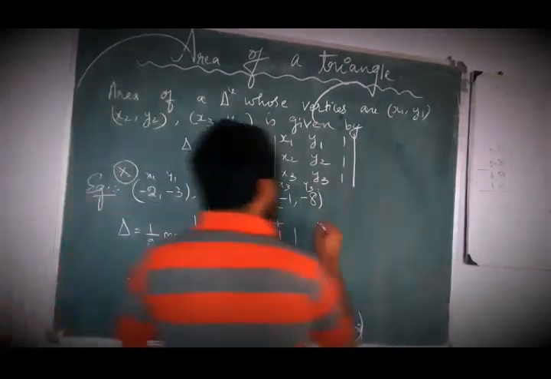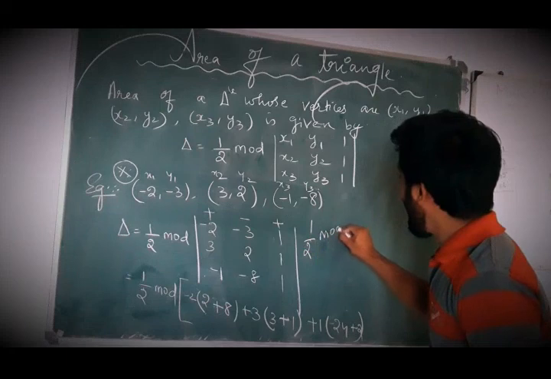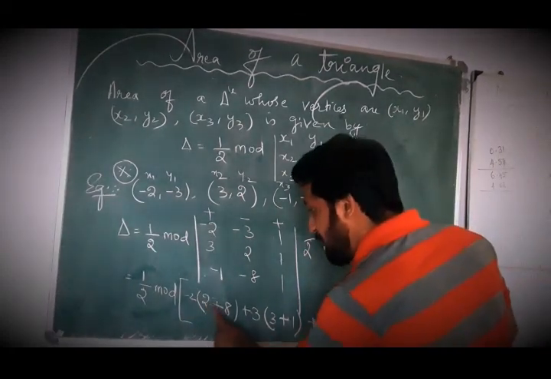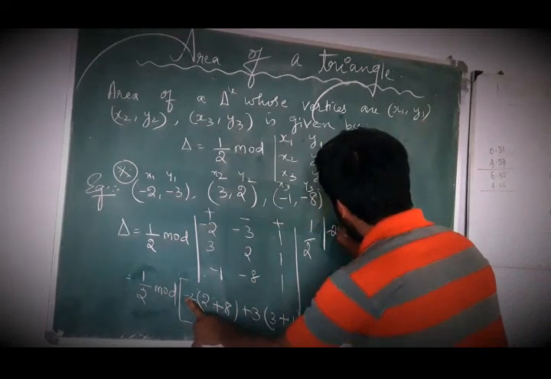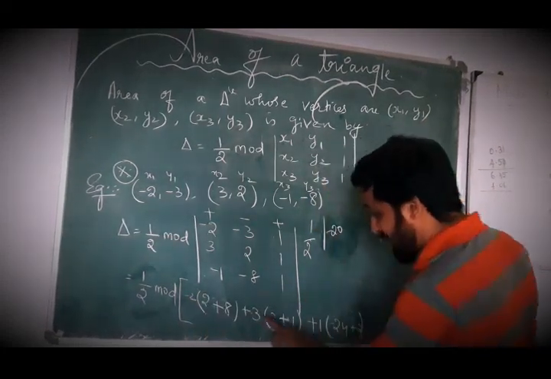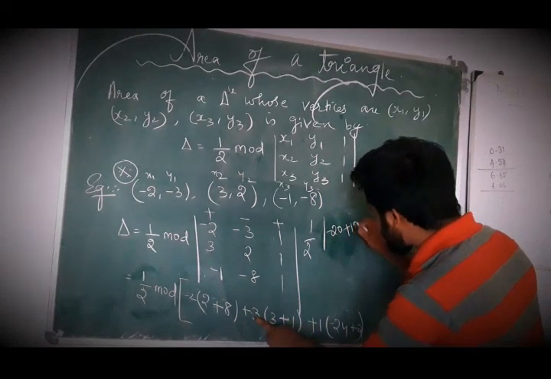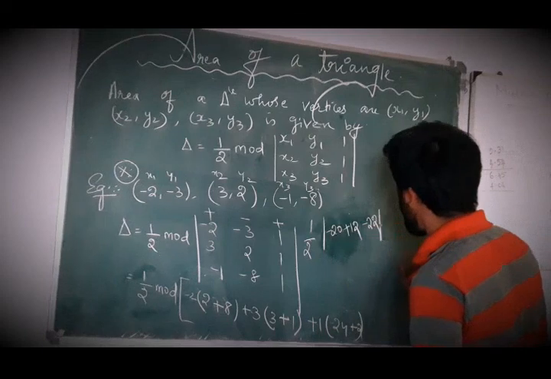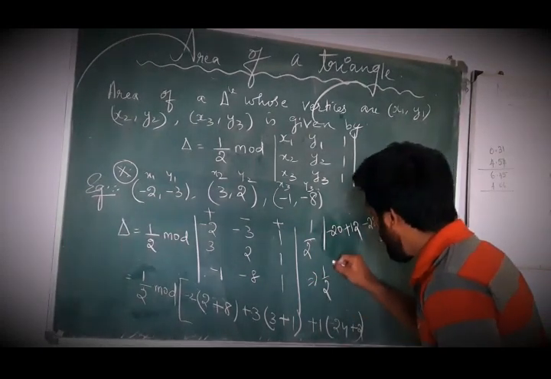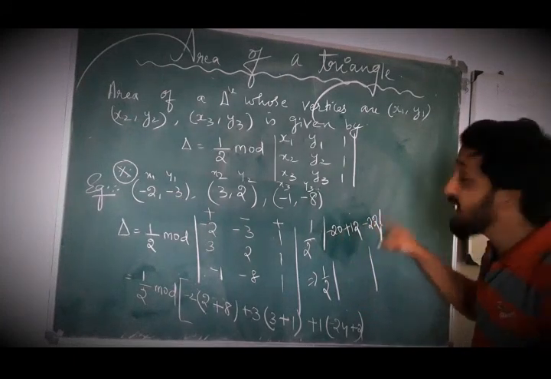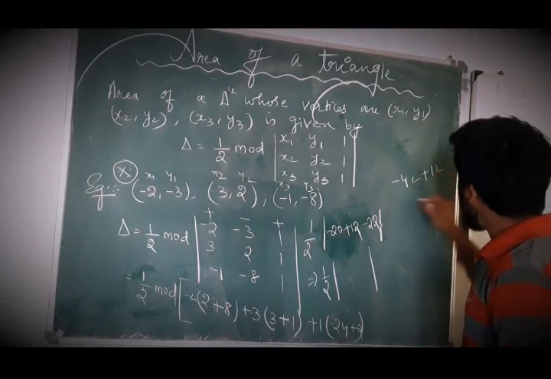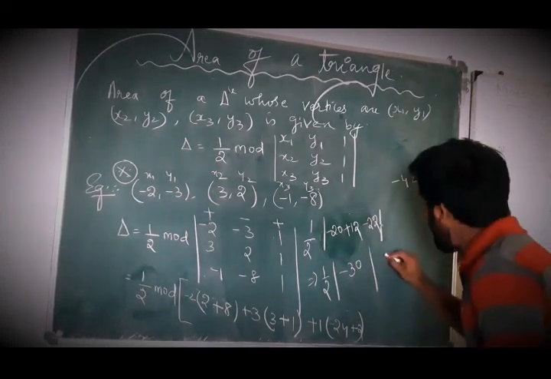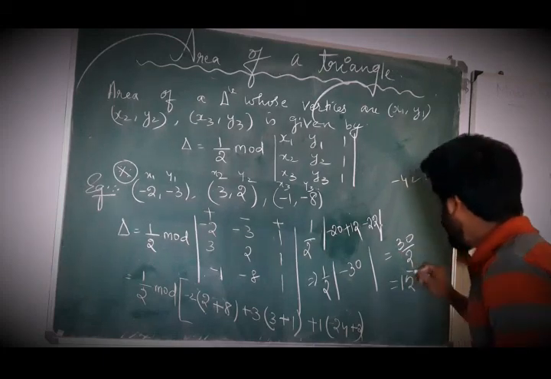Is it clear? So that is 1 by 2 into modulus of. Now this line becomes modulus of 8 plus 2, 10, into minus 2 is minus 20. Now 3 plus 1, 4, 3s are 12. So plus 12. Now minus 24 plus 2, that means 2 minus 24 is minus 22. So minus 22. That is 1 by 2 into modulus of minus 20 minus 22, minus 42. Yes or no? Minus 42 plus 12, that means 12 minus 42, minus 30. So minus 30. Modulus of minus 30 is what? 30. That is nothing but 30 by 2. That is 15. Don't write only 15.